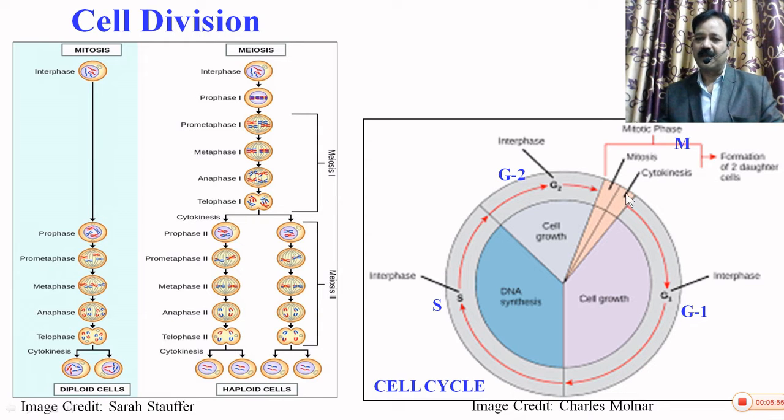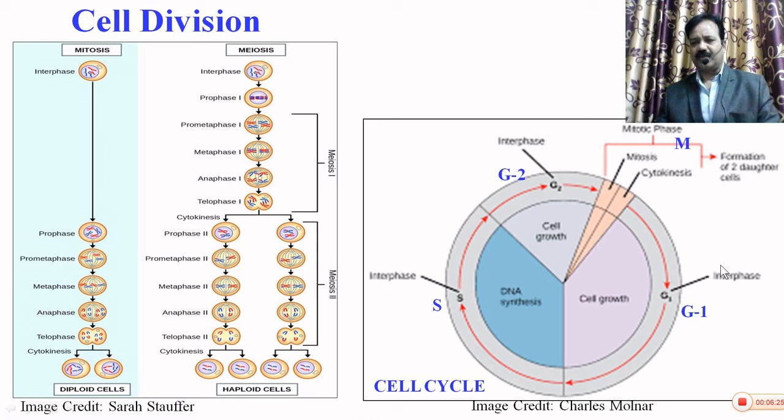M phase may be mitosis or meiosis. I earlier discussed that M phase is of two types. Whenever there are somatic cells, then it's mitosis: one cell divides into two daughter cells. Whenever it is a reproductive cell, then it is meiosis: one cell divides into four haploid cells.